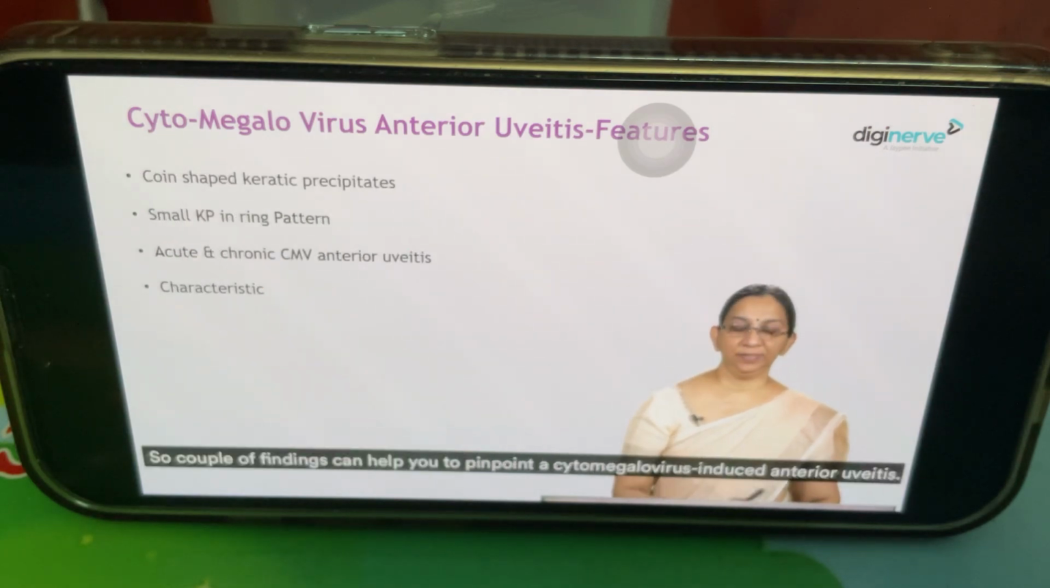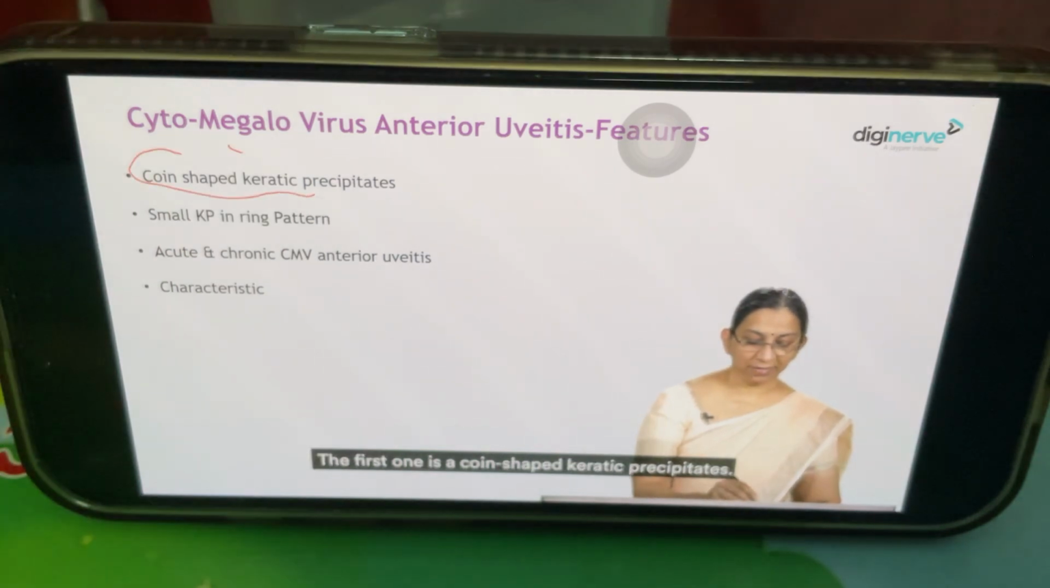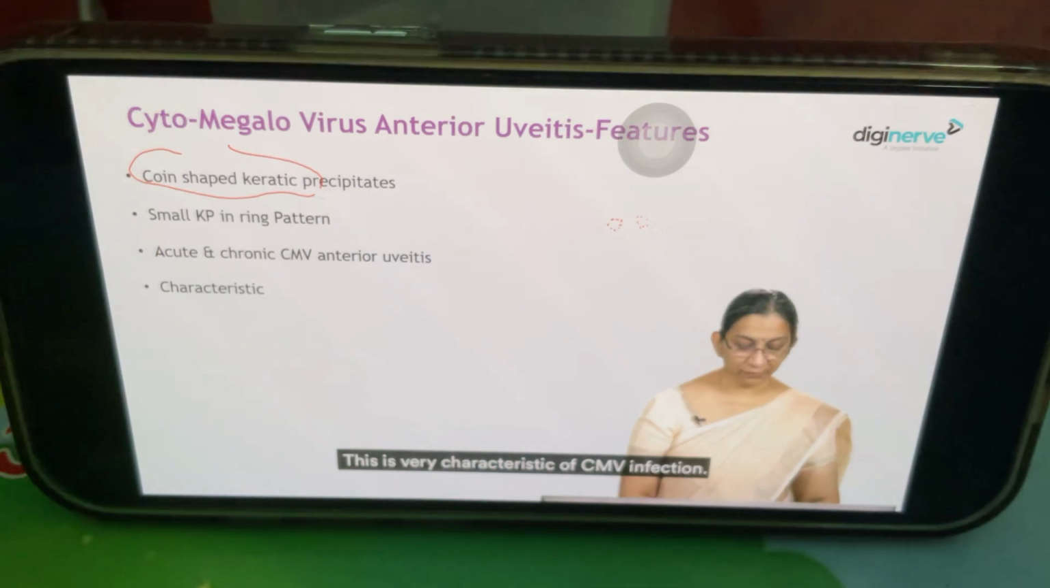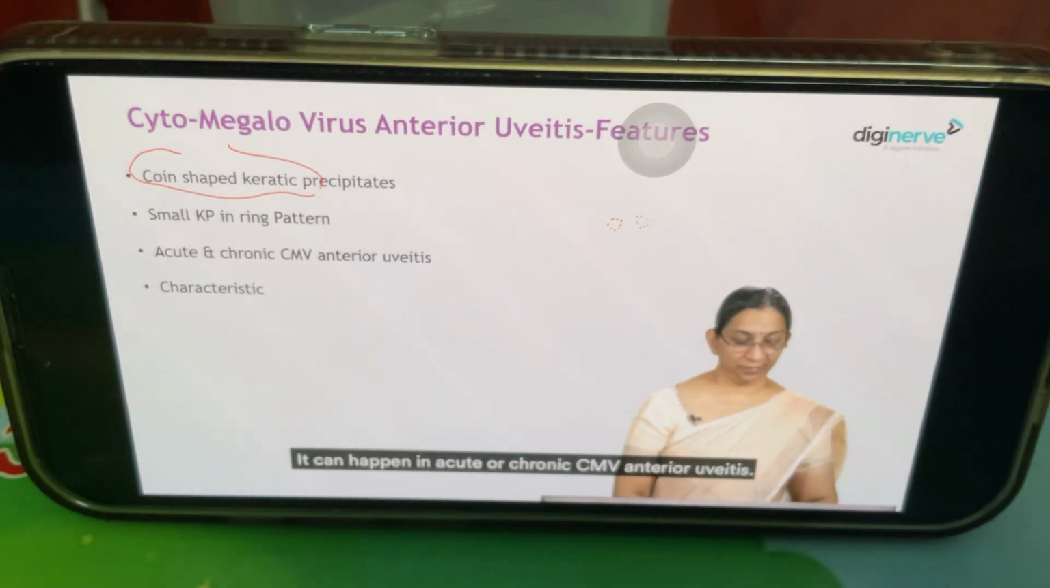So a couple of findings can help you to pinpoint a cytomegalovirus-induced anterior uveitis. The first one is coin-shaped keratic precipitates. So here what you get is clusters of keratic precipitates in a ring-like fashion. Okay, this is very characteristic of CMV infection. It can happen in acute or chronic CMV anterior uveitis.